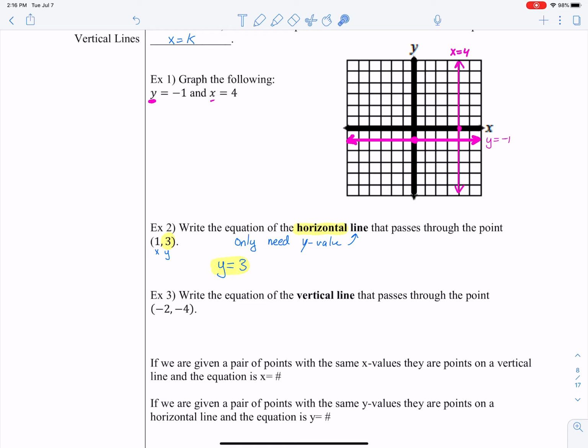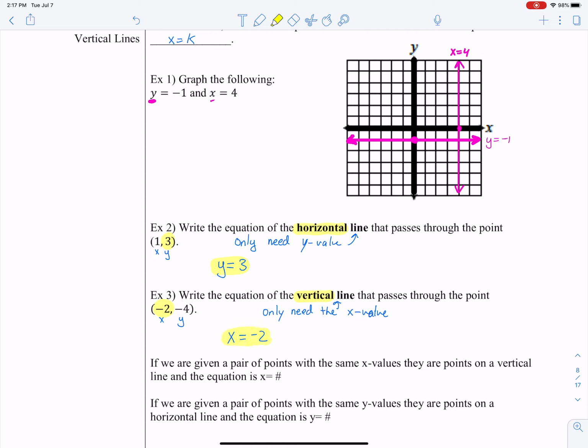The next one says, write the equation of a vertical line that passes through point -2, -4. So this time we're dealing with a vertical line. So this one, now we only need the x value because it's a vertical line. Okay. So here's my x and y. My x value is the first one. So my equation with a vertical line is always going to be x is equal to something. And in this case, it's -2.